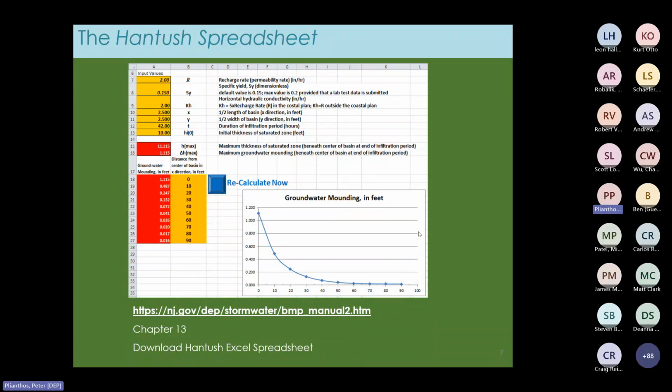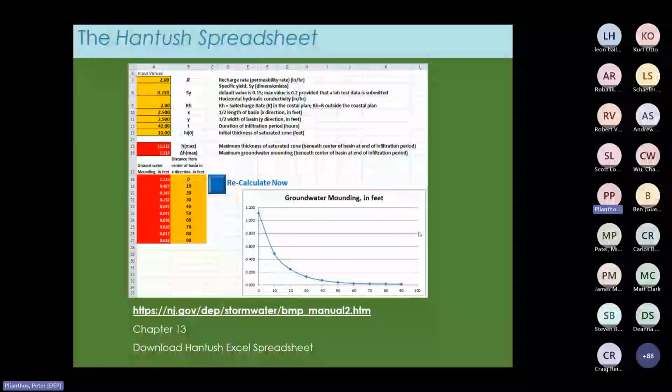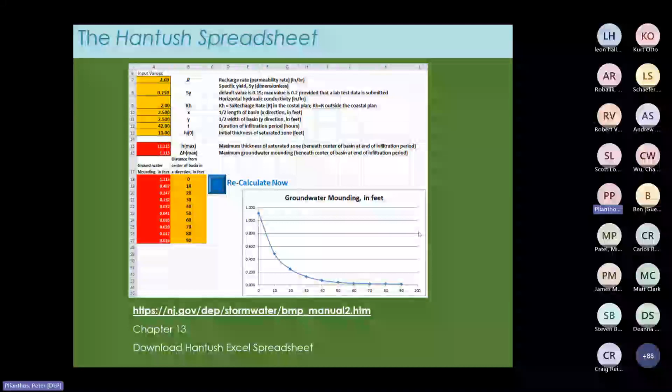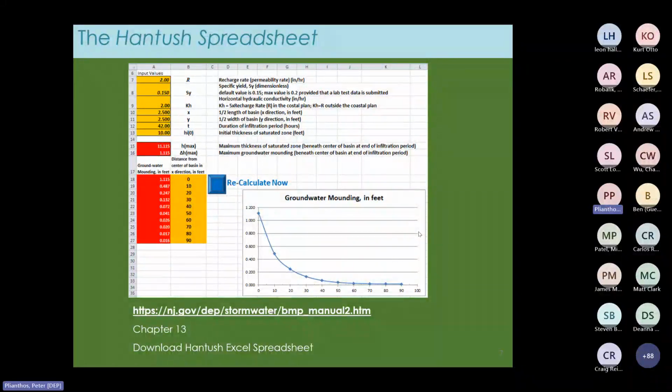That's because in March 2020, DEP published and adopted a new BMP manual chapter titled Chapter 13, Groundwater Table Hydraulic Impact Assessments for Infiltration BMPs, which provides both detailed guidance regarding the input values and examples illustrating how to conduct the groundwater mounding analysis. With permission from the USGS, we modified the spreadsheet. Here is how it looks today.